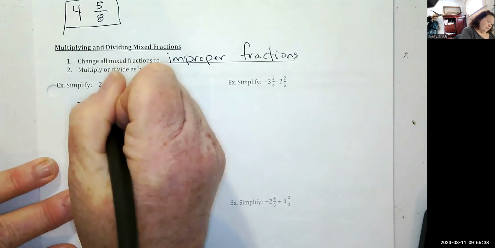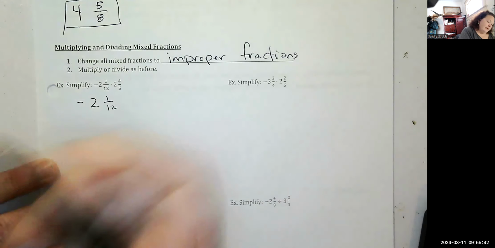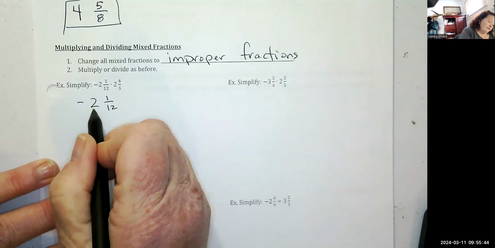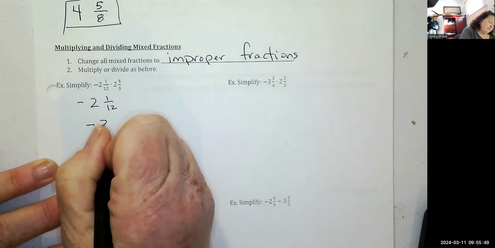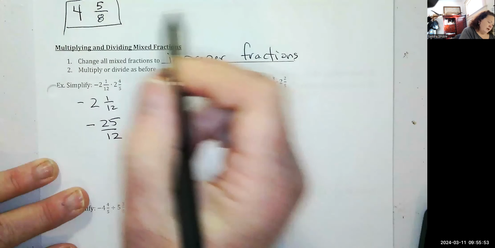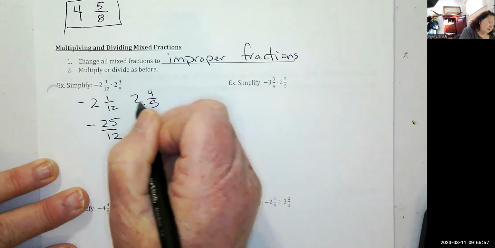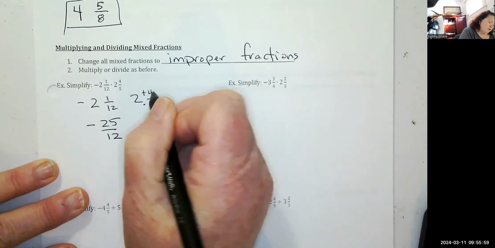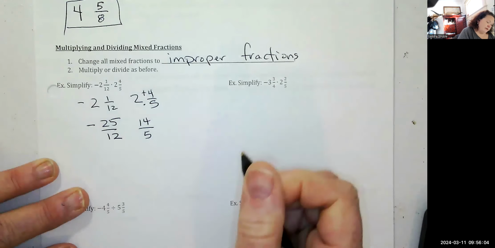So -2 1/12. We're going to go around the world. I'm going to do it a little faster this time. 2 times 12 is 24. 24 plus 1 is 25 over 12. Okay. And then the other one is 2 4/5. 5 times 2 is 10. 10 plus 4 is 14. And that's over 5.